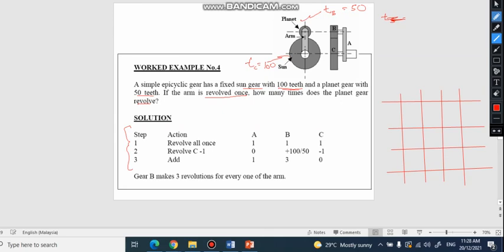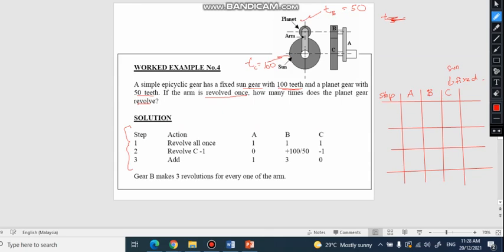Okay, so basically the first one is a step, and then this is A, B, and C. So this is the sun gear. So this is fixed, right? And B is a planet gear, and A is the arm, right?